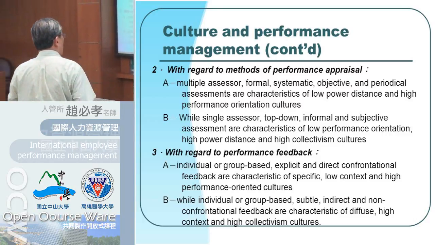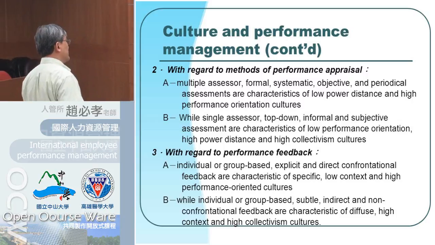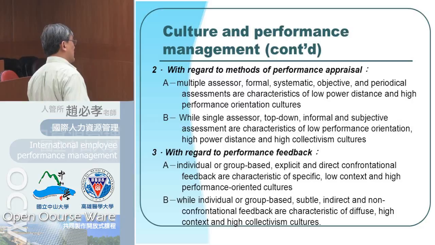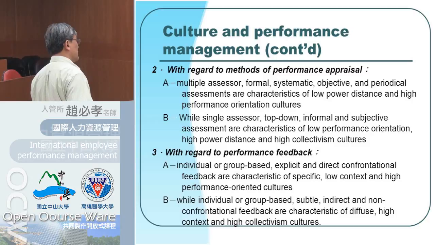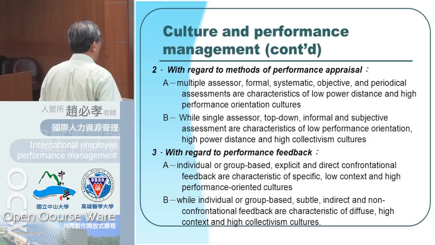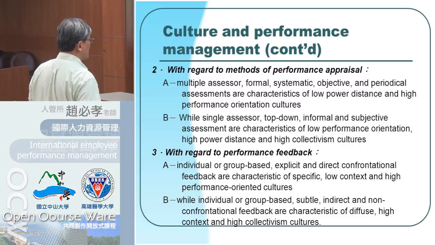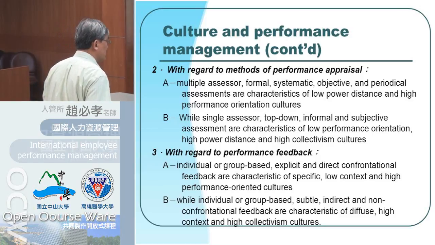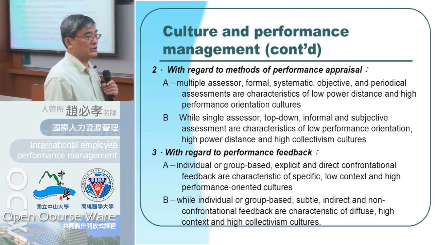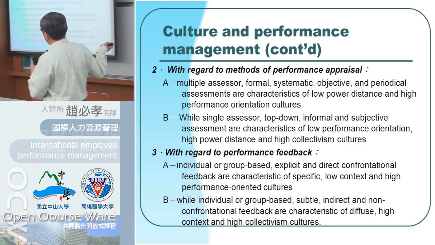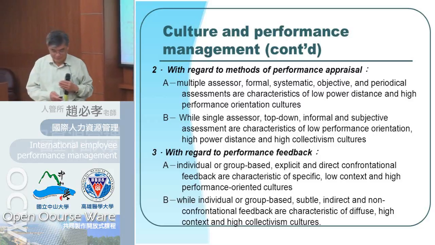And with regard to performance feedback, individual-based, explicit, and direct confrontational feedback are characteristic of a specific, low-context, and high performance-oriented culture. This is the US way. While group-based, subtle, indirect, and non-confrontational feedback are characteristic of a diffuse, high-context, and high collectivism culture. That is the Japanese way and the Chinese way. I just provide this for you to take as a reference.